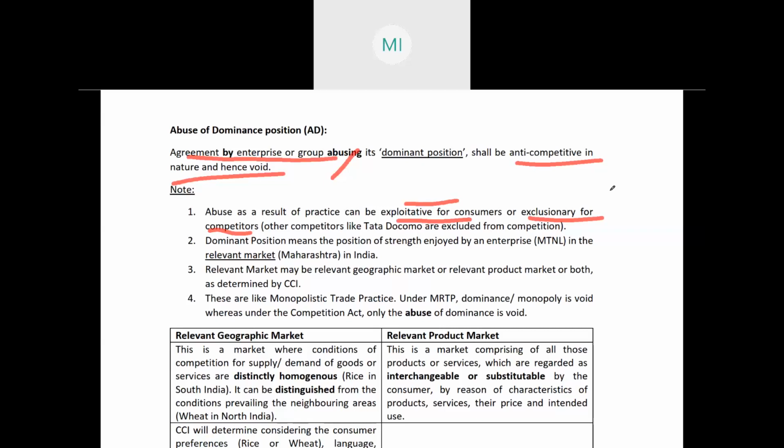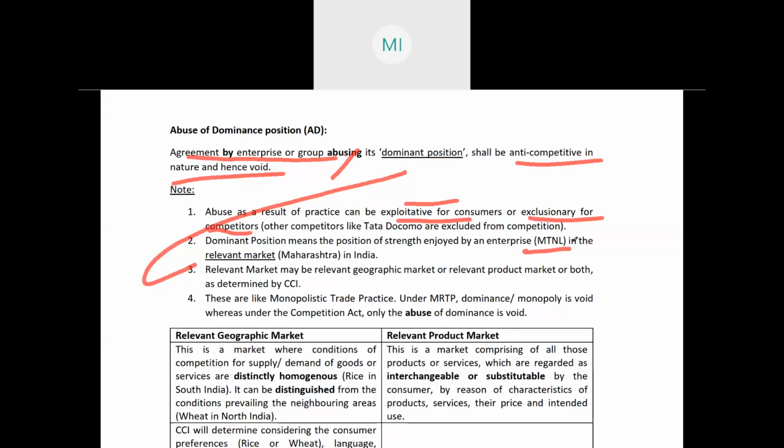So, what do you mean by dominant position? Dominant position means the position of strength enjoyed by an enterprise in the relevant market in India. See, you would have heard of MTNL. MTNL is not in Tamil Nadu, whereas MTNL is there in Maharashtra, right? So they have distinguished that MTNL will operate only in Maharashtra.